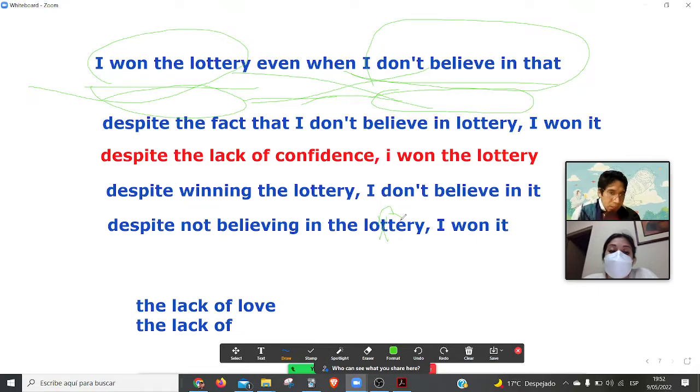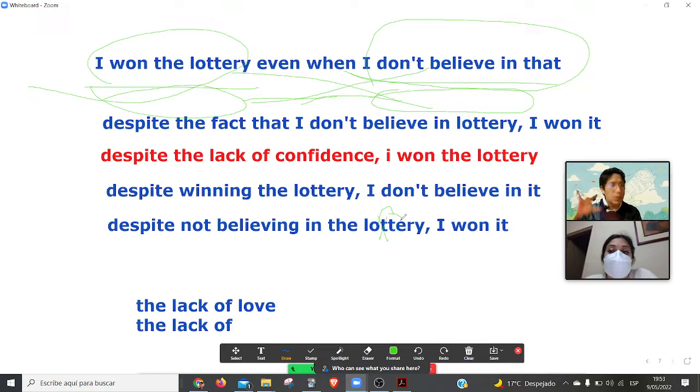Sometimes you don't drop it when you emphasize. ¿Te acuerdas que cuando enfatizo la T, no la omito? No en este caso yo quise enfatizar la palabra lotería porque digo, a pesar de no creer en la lotería, la gané. So, despite not believing in the lottery, I won it. Pero si quiero enfatizar believing, por ejemplo, despite not believing in the lottery, I won it. Depende más de ti. ¿Dónde quieres enfatizar también? Y eso lo adquieres con la práctica. Yo quiero enfatizar que no creo, ¿no? So, despite not believing in the lottery, dije lottery porque enfaticé believing.